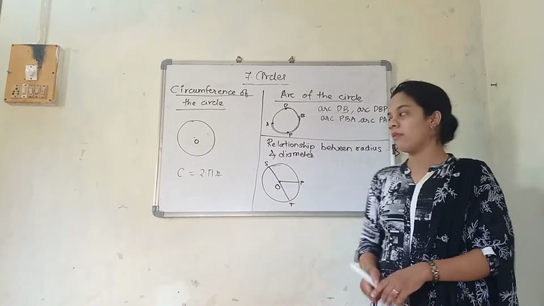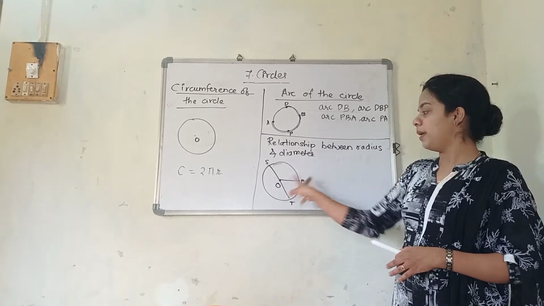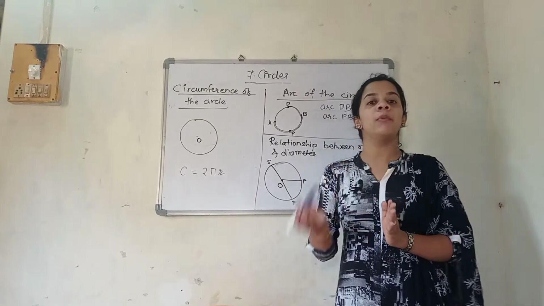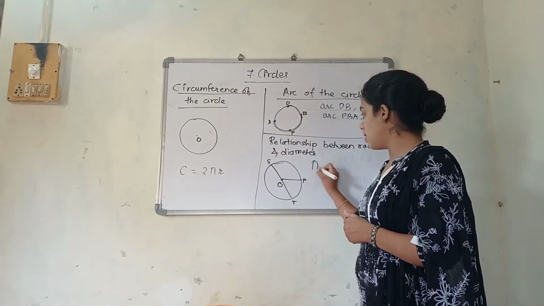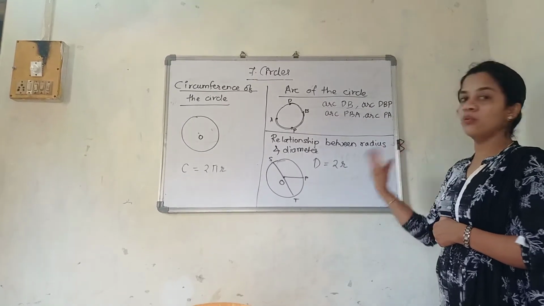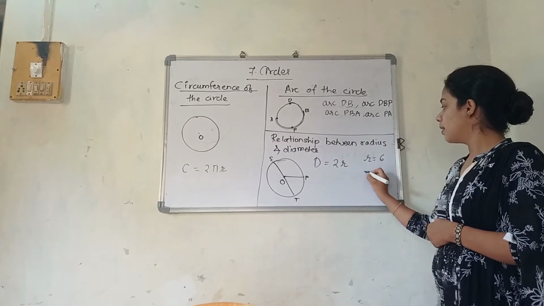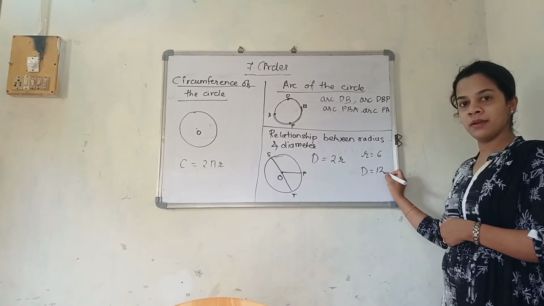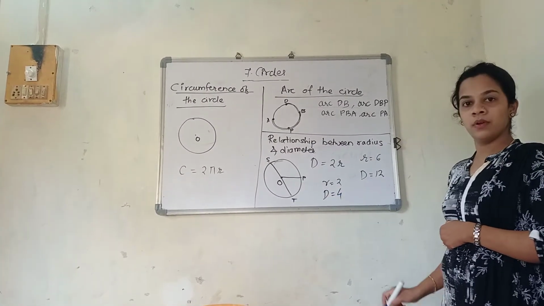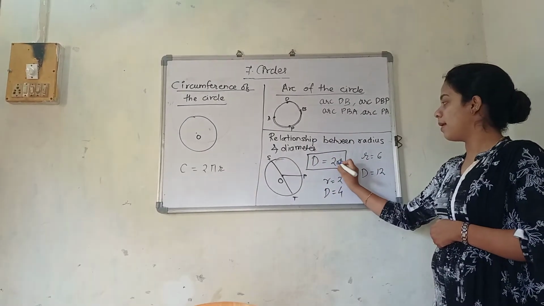Diameter is always, remember one thing, if you can see this bigger one, ST is the diameter and OP is its radius. So diameter is always double of radius. Double means it is 2 times the radius. For example, if the radius is 6, the diameter will be 12. If the radius is 2, the diameter will be 4. So the formula for it is D is equal to 2 multiplied by R.